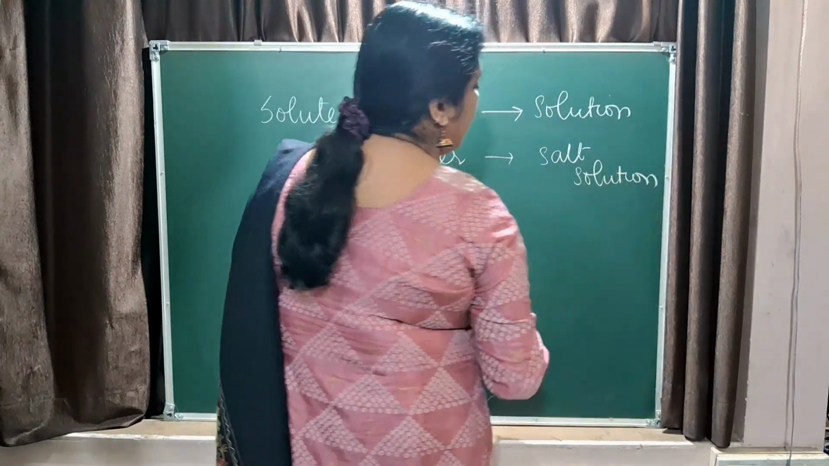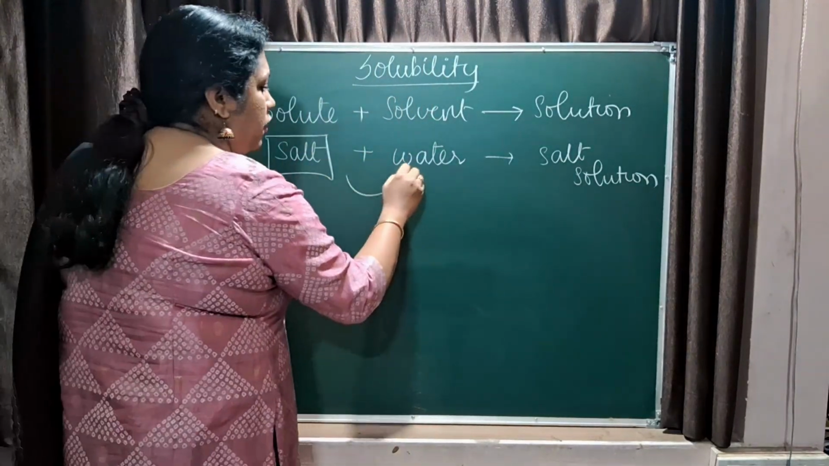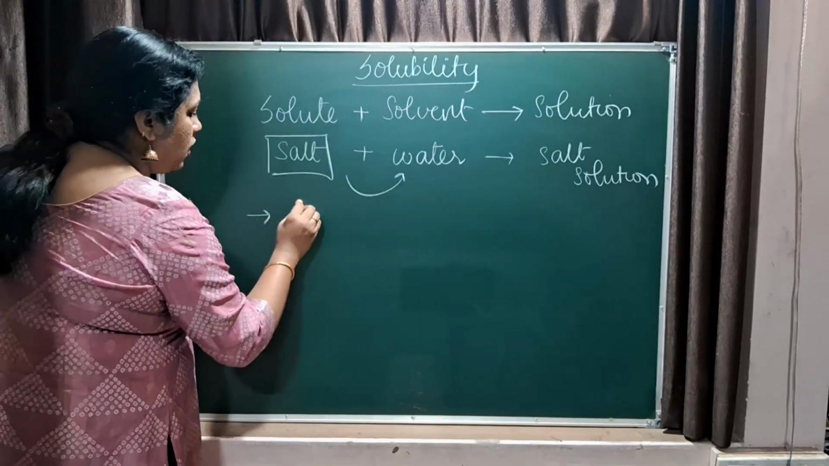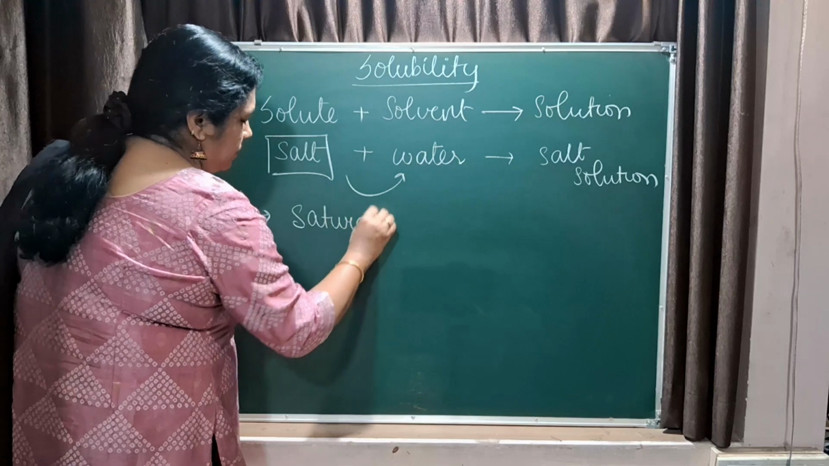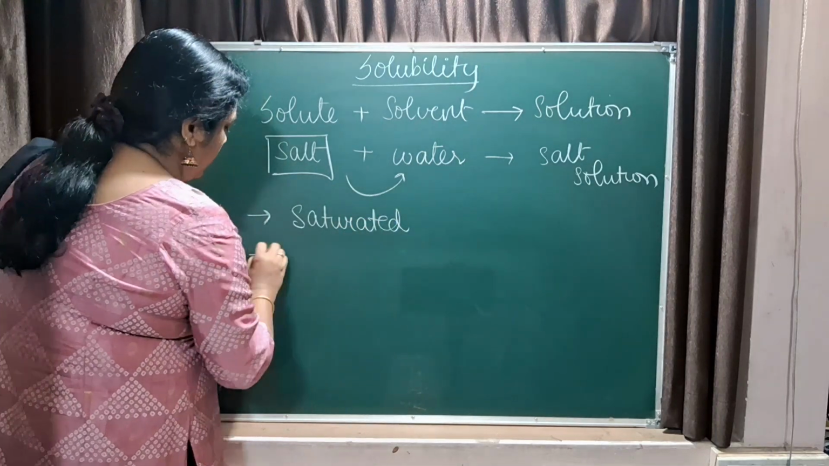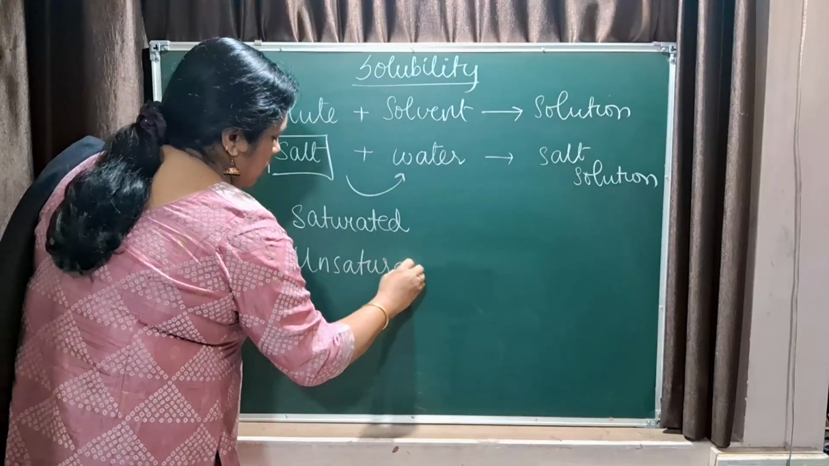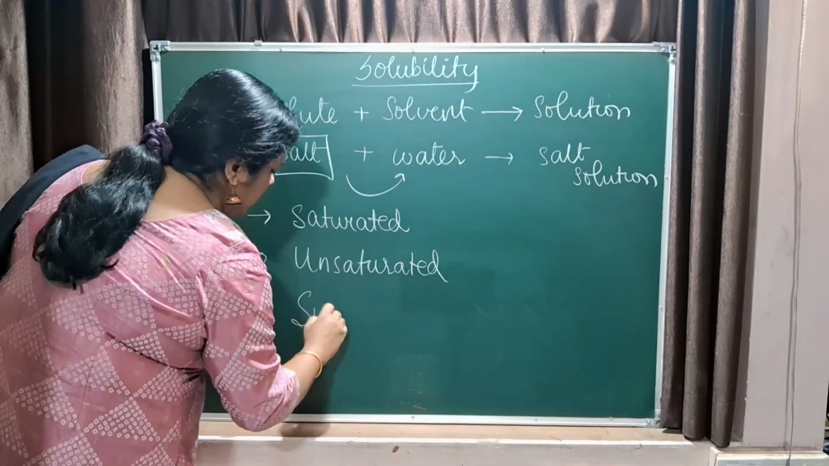So, depending upon the concentration of the salt in the solvent, you have three types of solutions. One is called the saturated solution, one is called the unsaturated solution, and the other one is called the supersaturated solution.